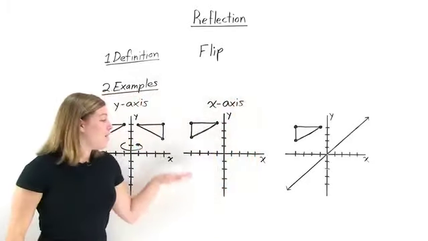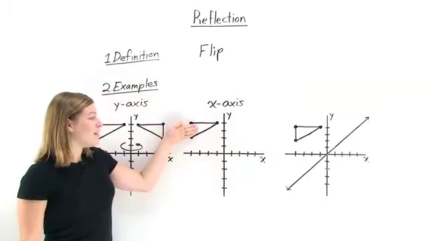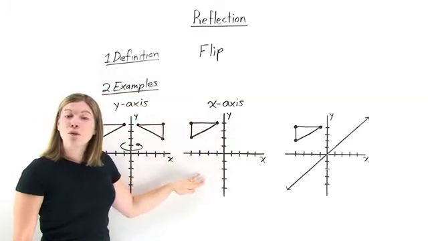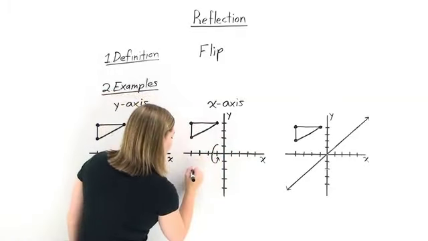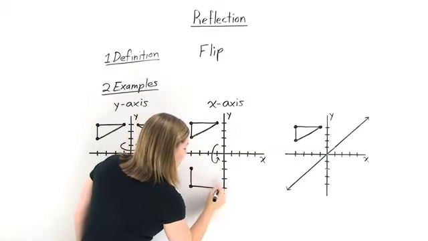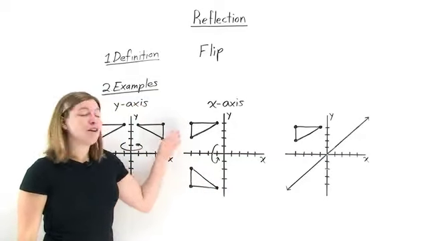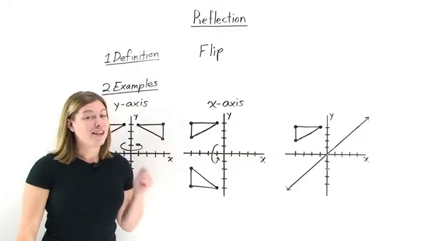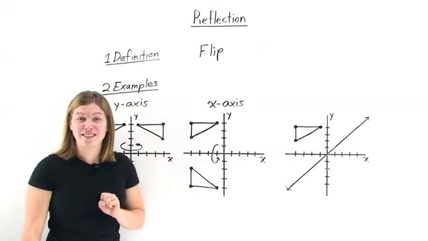Now that we've reflected a figure over the y-axis, let's reflect a figure over the x-axis. So here, the x-axis is our line of reflection. We want to take this figure and reflect it, or flip it over the x-axis. When we perform this reflection, we get this figure right here. Great! This is a mirror image of our original figure. It's what we get when we take this figure and reflect it over the x-axis.